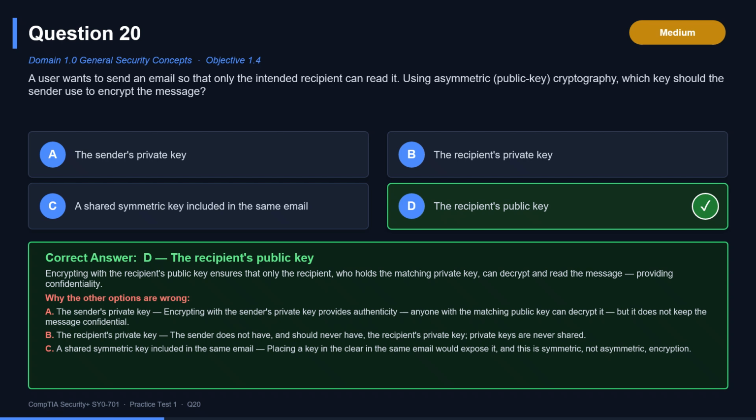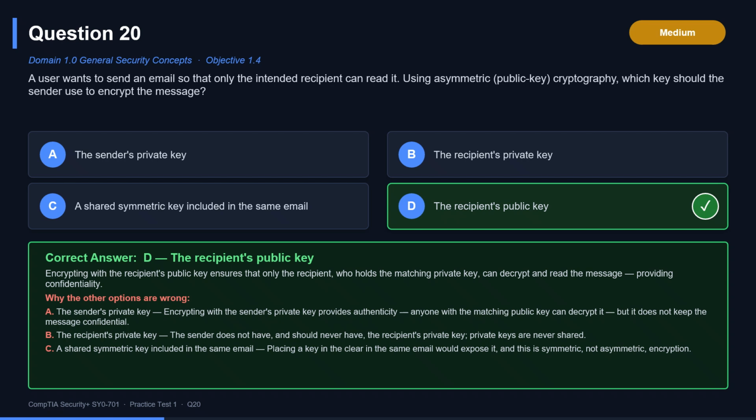Encrypting with the recipient's public key ensures that only the recipient, who holds the matching private key, can decrypt and read the message, providing confidentiality. Now, why the other options are wrong? The sender's private key is incorrect. Encrypting with the sender's private key provides authenticity. Anyone with the matching public key can decrypt it, but it does not keep the message confidential.